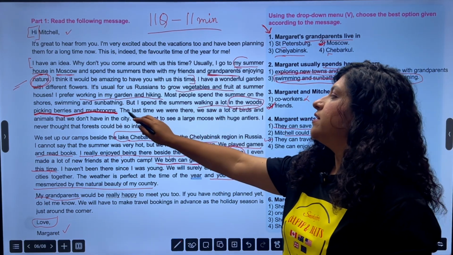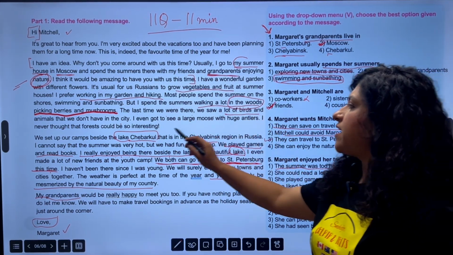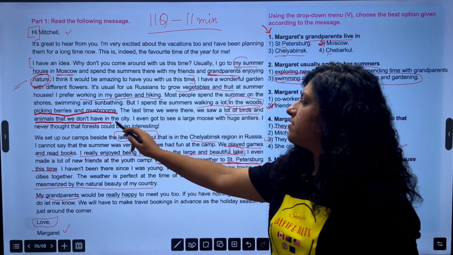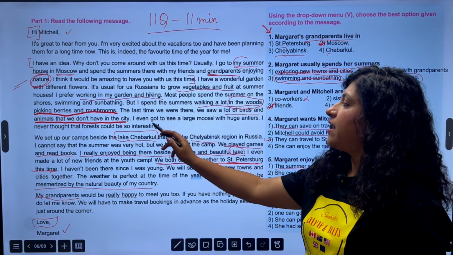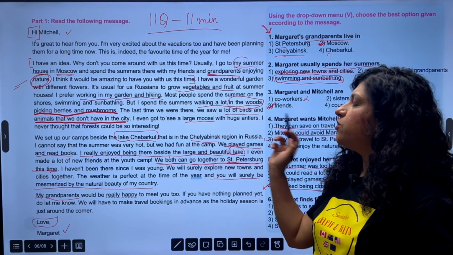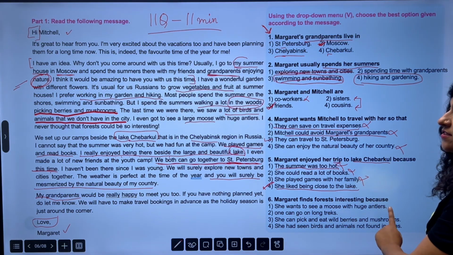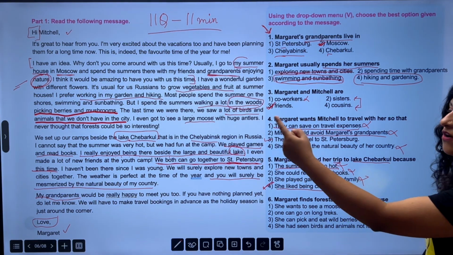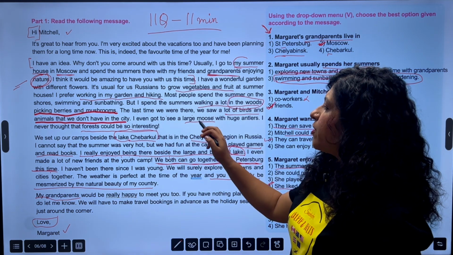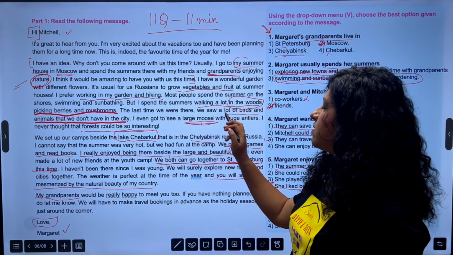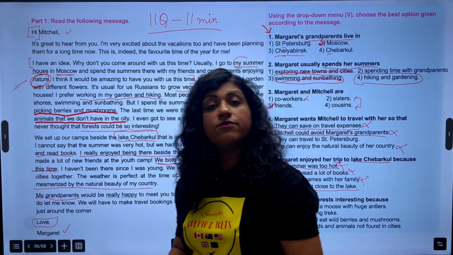Then she said, the last time we were there, we saw a lot of birds and animals that we don't have in the city. And then she gave an example that I even got to see a large moose with huge antlers. And then she says this line that forests are interesting. So why is she saying that forests are interesting? Because of this incident of moose. That means lots of birds and animals that are not in the city are there in the forests.